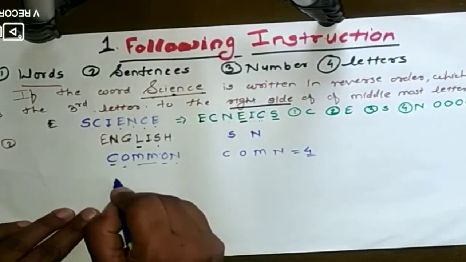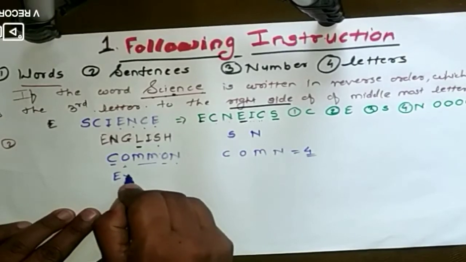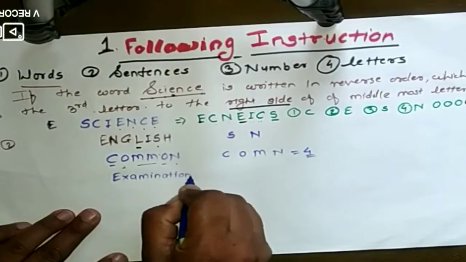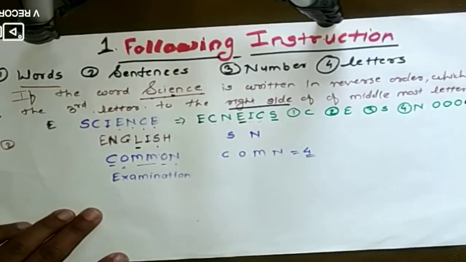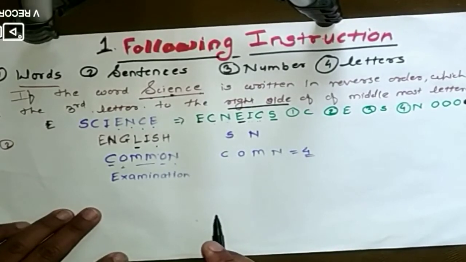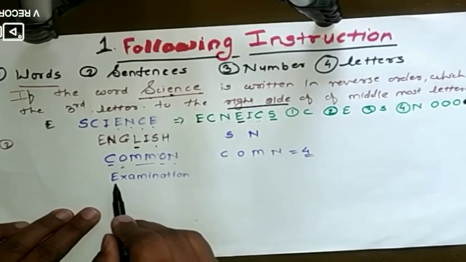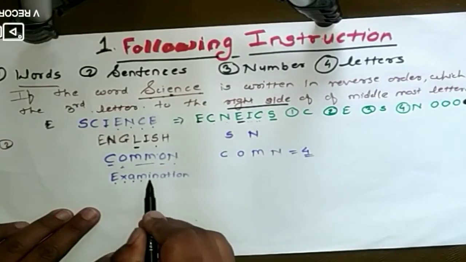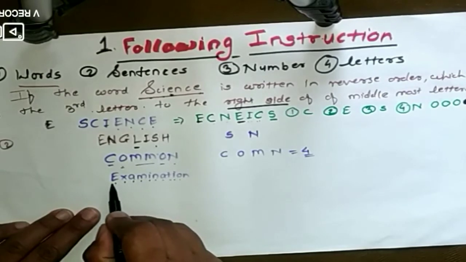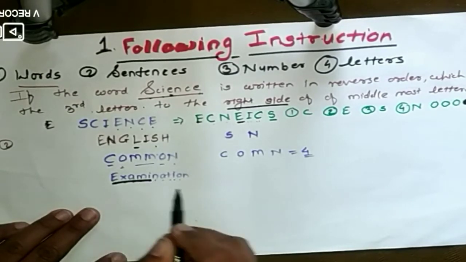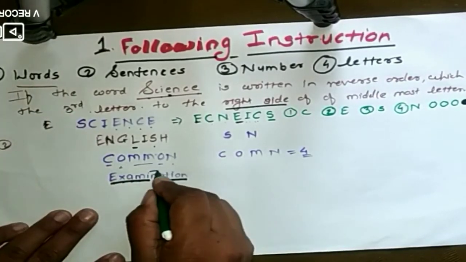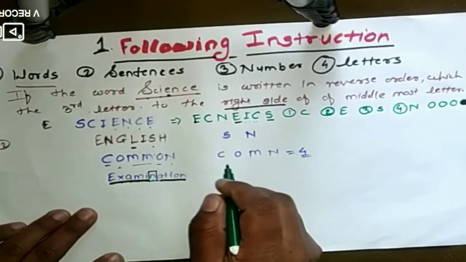Again, suppose one question they will give in this way also, in the examination. In the examination word, they are asking which is the second letter on the left side of the middlemost letter. So first of all, how many letters are there? 1, 2, 3, 4, 5, 6, 7, 8, 9, 10, 11. If 11 are there, you leave 5 letters from this side and 5 letters from this side. So which is the middle letter here? N is the middle letter.